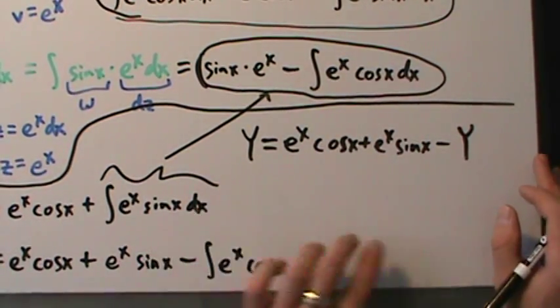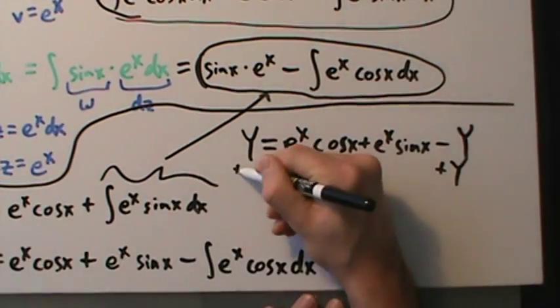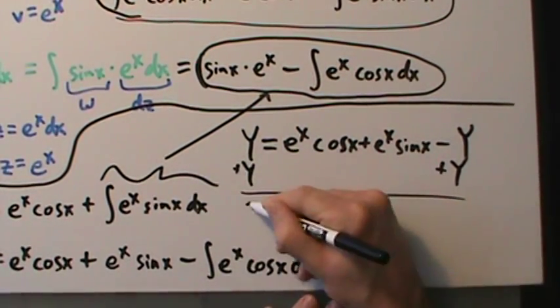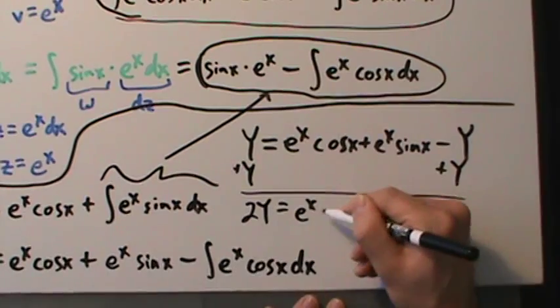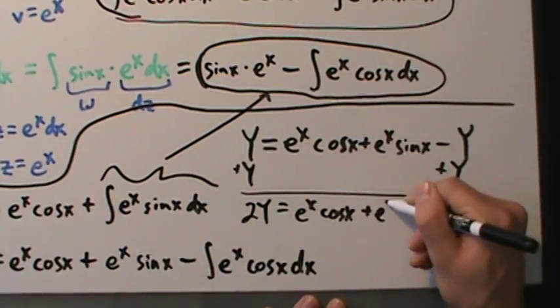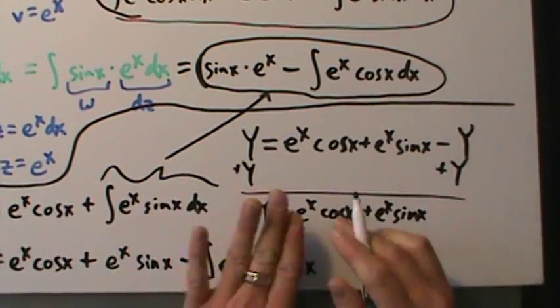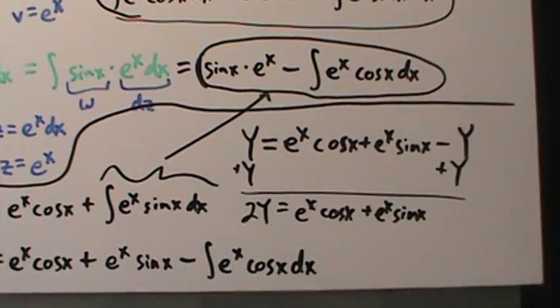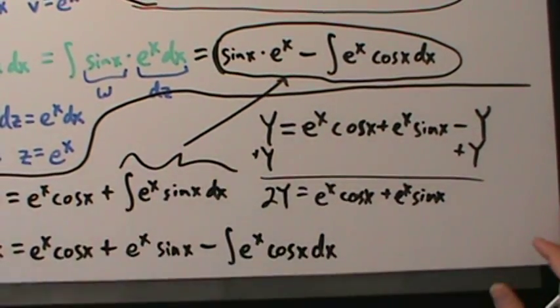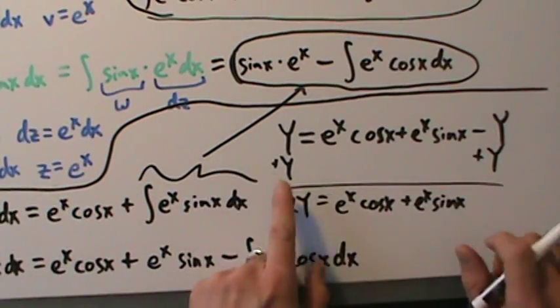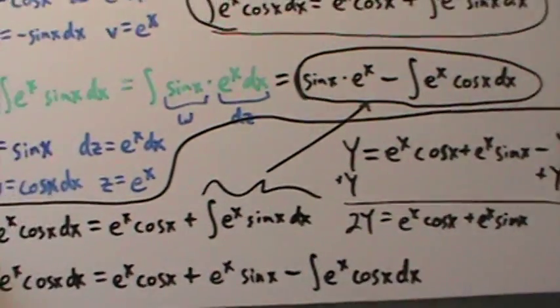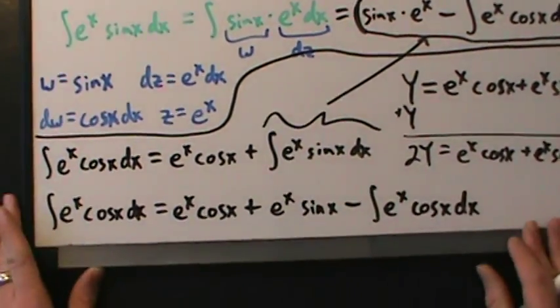What would you do? You would add y to both sides, right? And then you'd get 2y equals e to the x cosine of x plus e to the x sine of x. And then you divide both sides by 2, right? Why did I go through this here? What's the point I'm trying to make? Well, here's a big ol' y. It's the exact same idea over here.